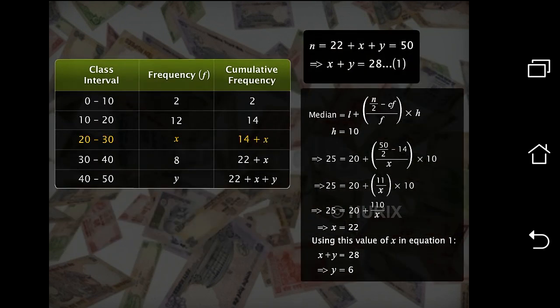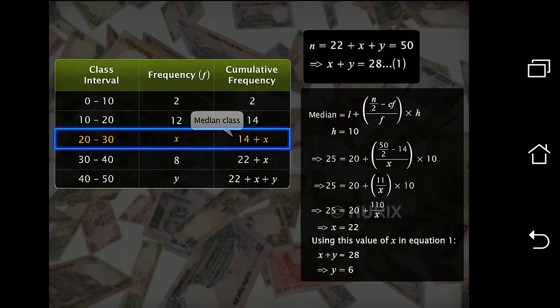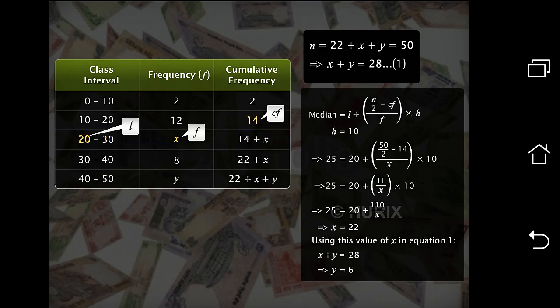The median of the given data is 25, which lies in the class 20 to 30. Using the median class 20 to 30, we get the values of L, CF, and F. We also have the values of N and H. So, substituting all the values in the formula and simplifying, we get the values of x and y.